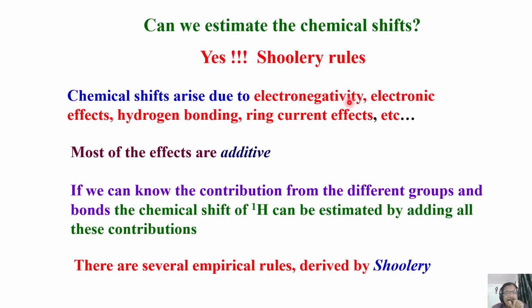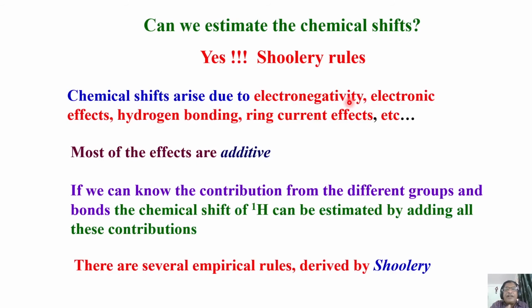But interestingly, what Jim Schoolery's rule says is, if you know these things, there is a way we can find out the effects of all of them, because all these effects are additive. You can add all these different effects, and finally get the chemical shift for a particular proton.